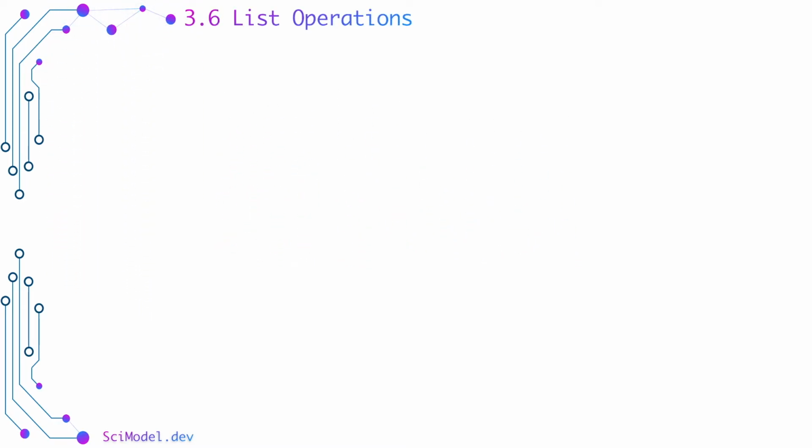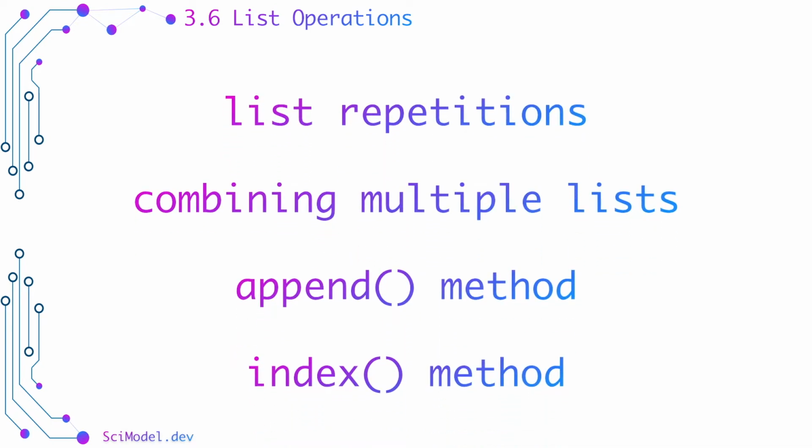Now that we know the nature of lists in Python and their usage, we need to know 4 important operations that you will frequently use. We will be looking at list repetitions, combining multiple lists, append and index methods.